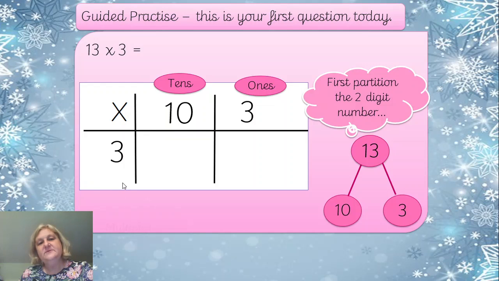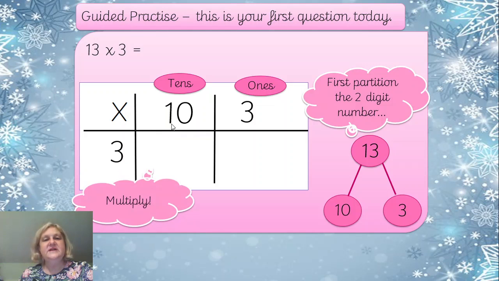Then we're going to multiply. 3 times 10 is 30. So 3 lots of 1 is 3. Move those digits and we get 30. Or we can count up in 10s, 10, 20, 30. And then we've got 3 times 3, which is 9.